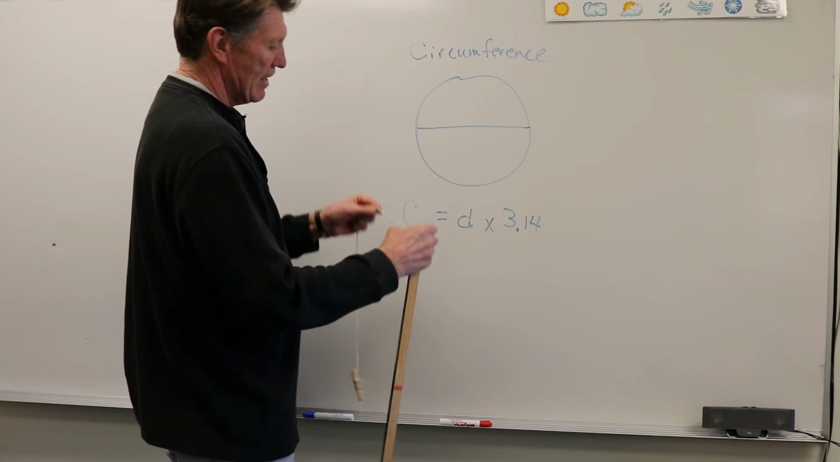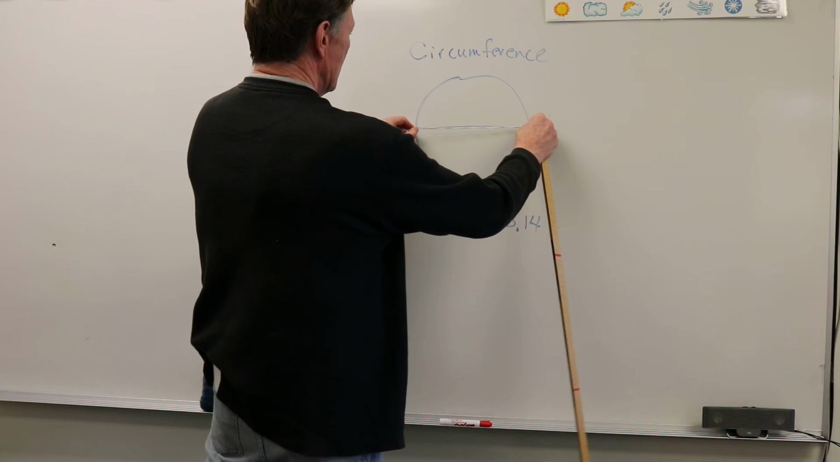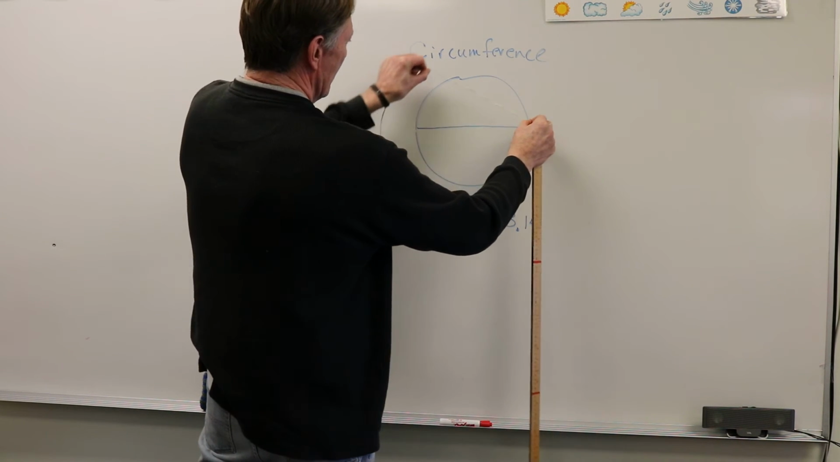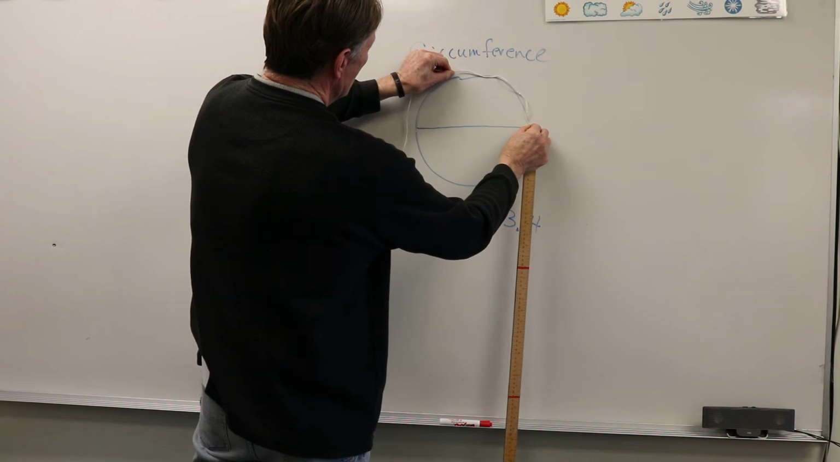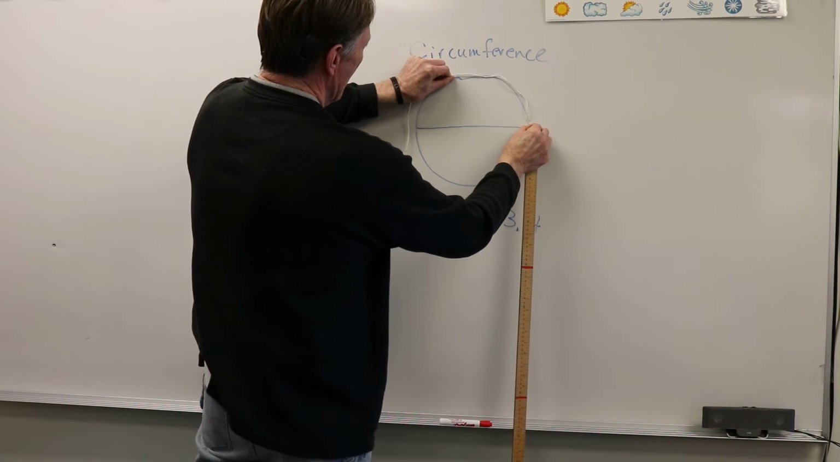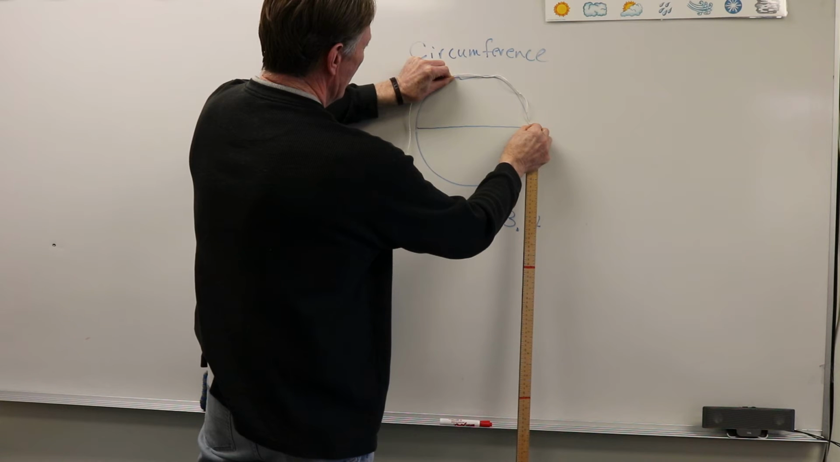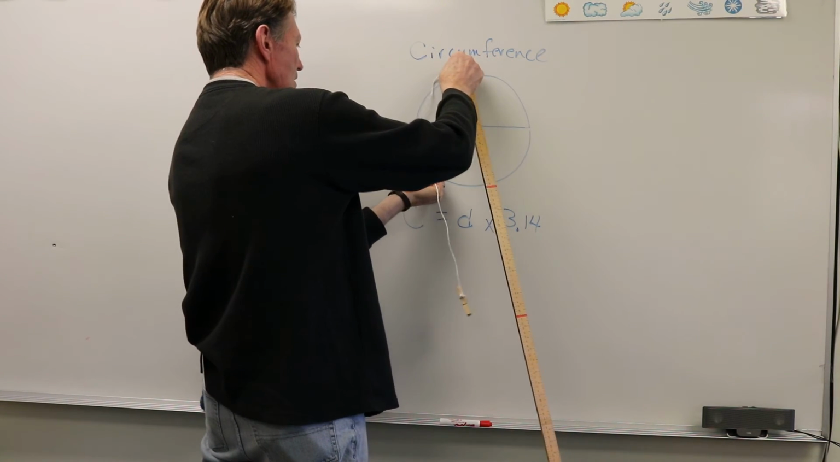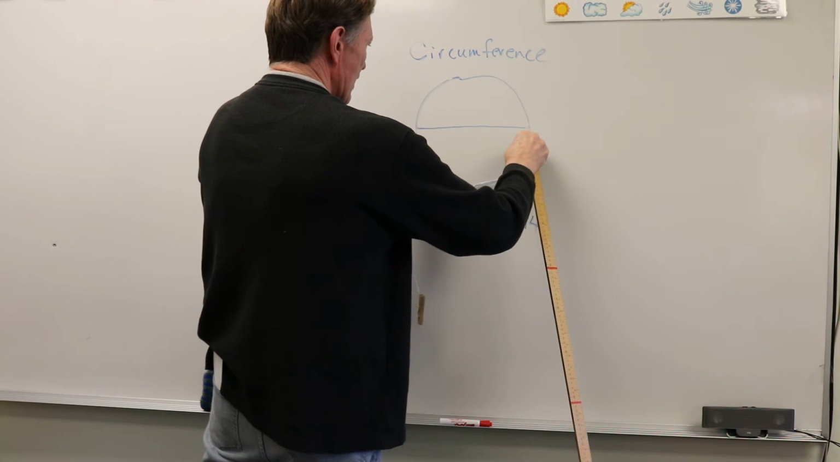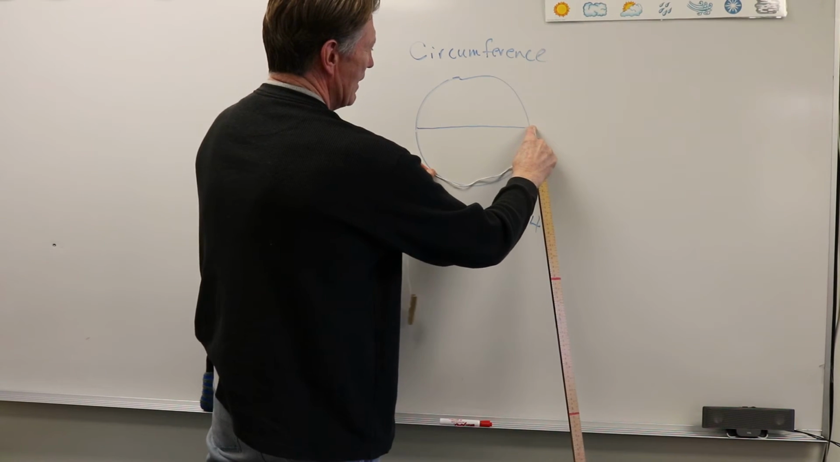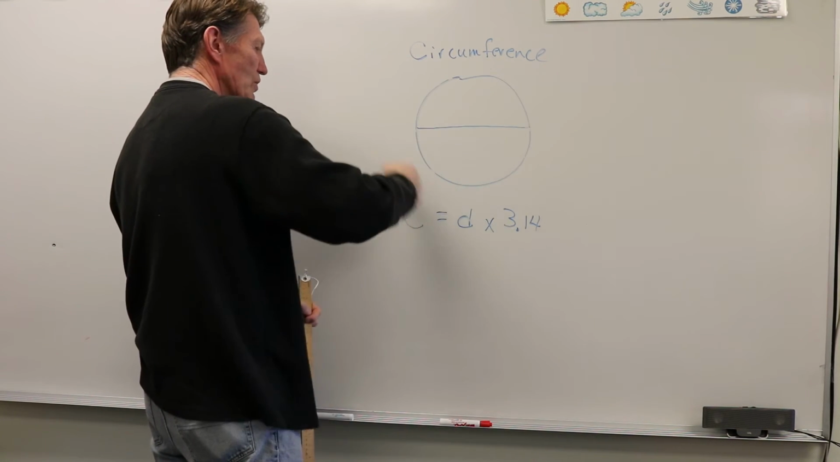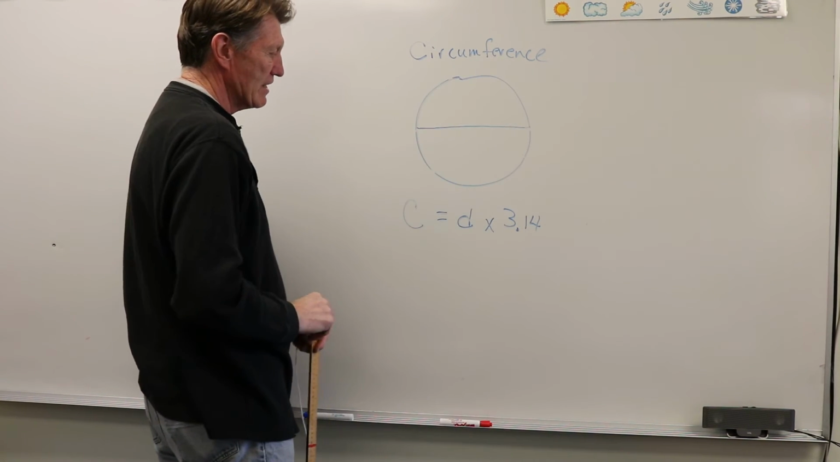But it does make sense. If you took a string like this and you said, okay, that's the diameter of the circle. If you started to bend that string around the circle and counted the number of times that it would go around, it goes 1, 2, 3, but it didn't quite make it, and that's the 0.14. So it goes around just a little bit more than 3 times.